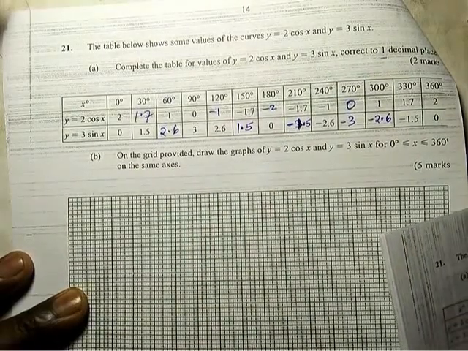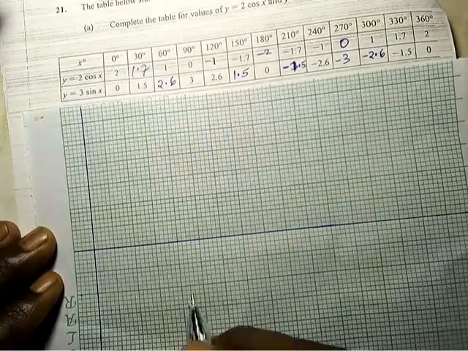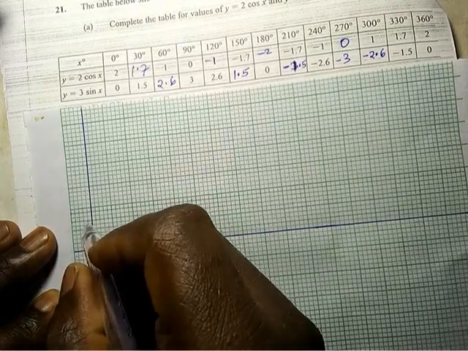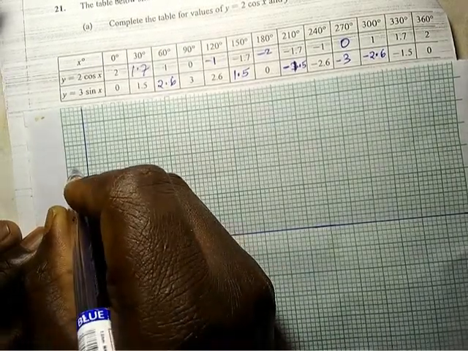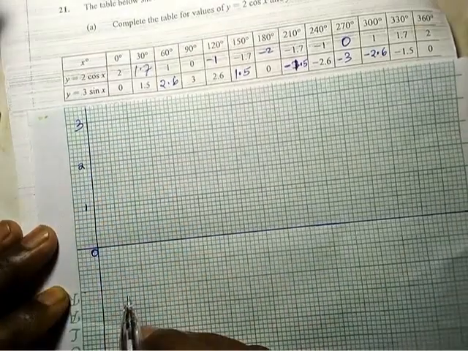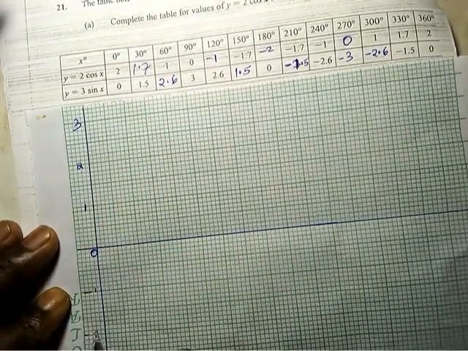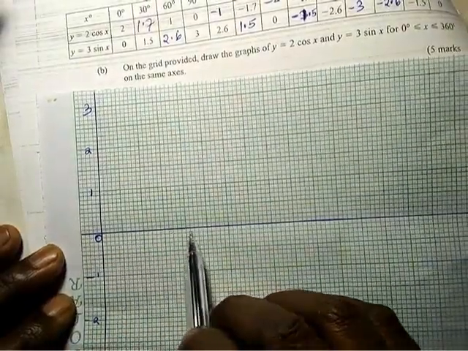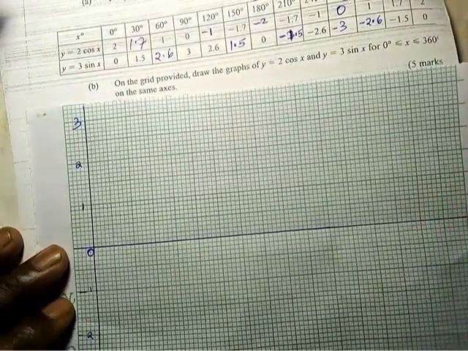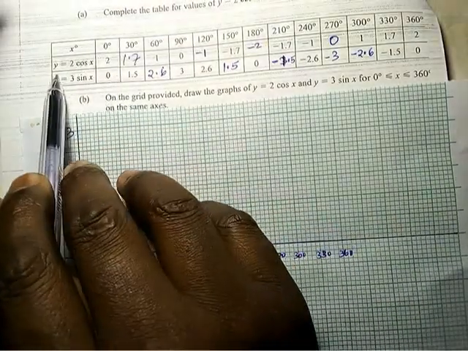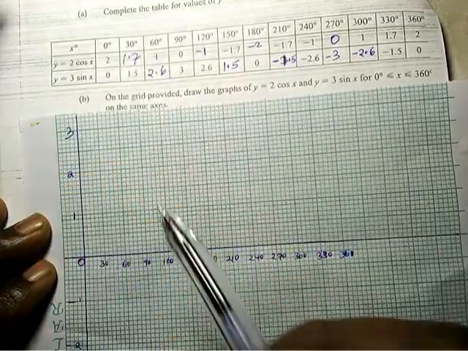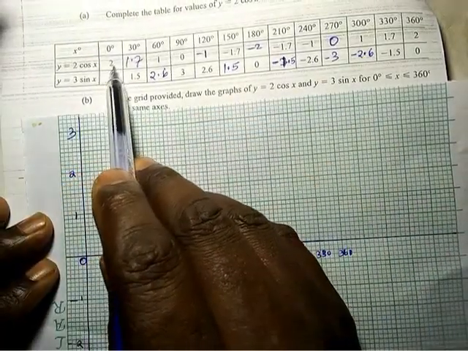Now we use this table to draw the graph. So our scale, we put here 0. The amplitude, we go upwards, so we say this is 1, 2, and 3, then -1, -2 and -3. And then now the angles we have 0, 30 to the end 360. So to plot the graph, let us start by plotting the graph y is equal to 2 cos x using these values.